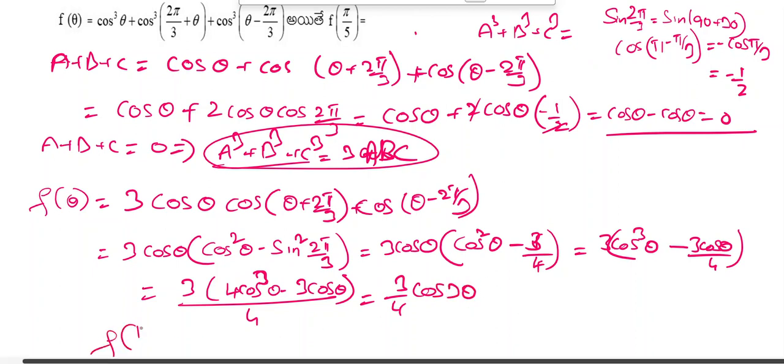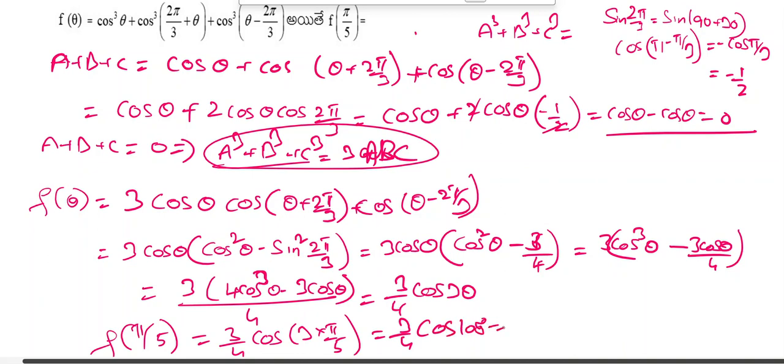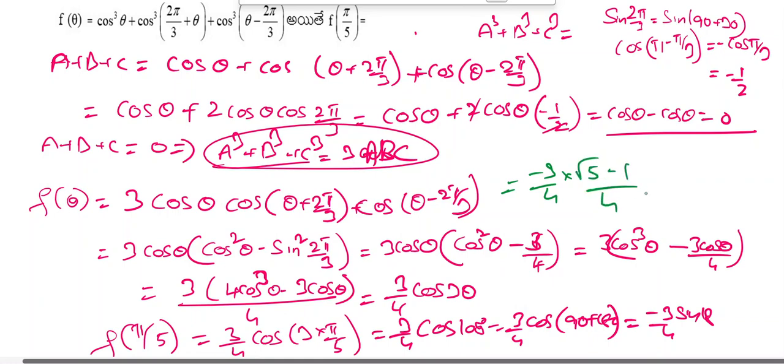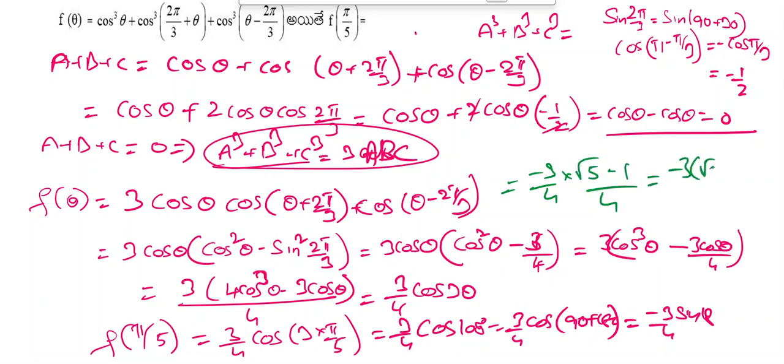Now we find the f of pi by 5, that is equal to 3 by 4 into cos 3 into pi by 5, that is equal to 3 by 4 into cos 3 pi by 5. Cos 3 into pi by 5, pi by 5 is 108 degrees. This is cos 108 degrees, that is equal to 3 by 4 into cos of 90 plus 18. Cos of 90 plus 18 is minus sin 18. We know that the value of sin 18 is root 5 minus 1 by 4, so that is minus 3 by 4 into root 5 minus 1 by 4, that is minus of 3 into root 5 minus 1 by 16. That is the final answer.